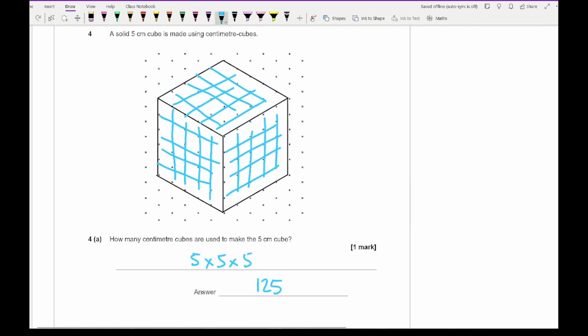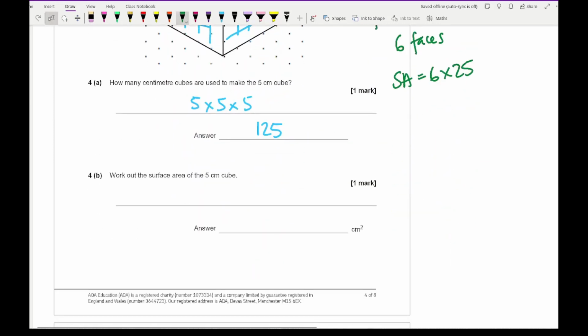Now for this, obviously the surface area is the area of all of the 6 faces. So one face is going to be 5 times 5, which is 25. And you've got 6 faces, so the surface area is going to be 6 times 25, which gives me an answer of 150. And again, working out would be 6 times 25 or something of that ilk.